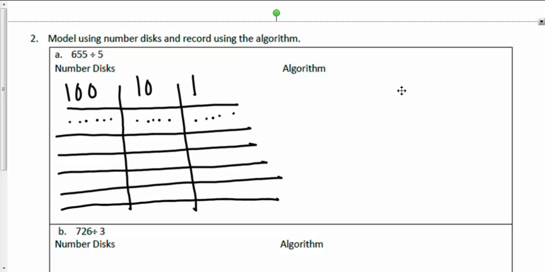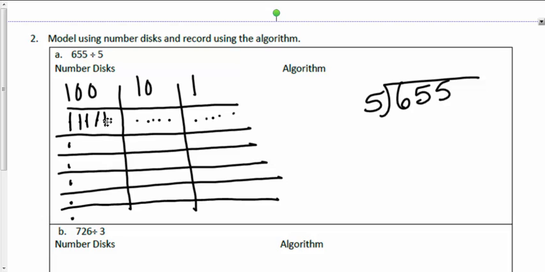Okay, so over here I'm going to use long division. 655 divided by 5. First I'm going to take my hundreds. I'm going to put one in each group. You know that I'm going to have one remainder left over, but I'm going to go ahead and divide it one at a time anyway, just to make sure. When I put them into 5 groups, I have 1 in each group, and I have a remainder of 1.